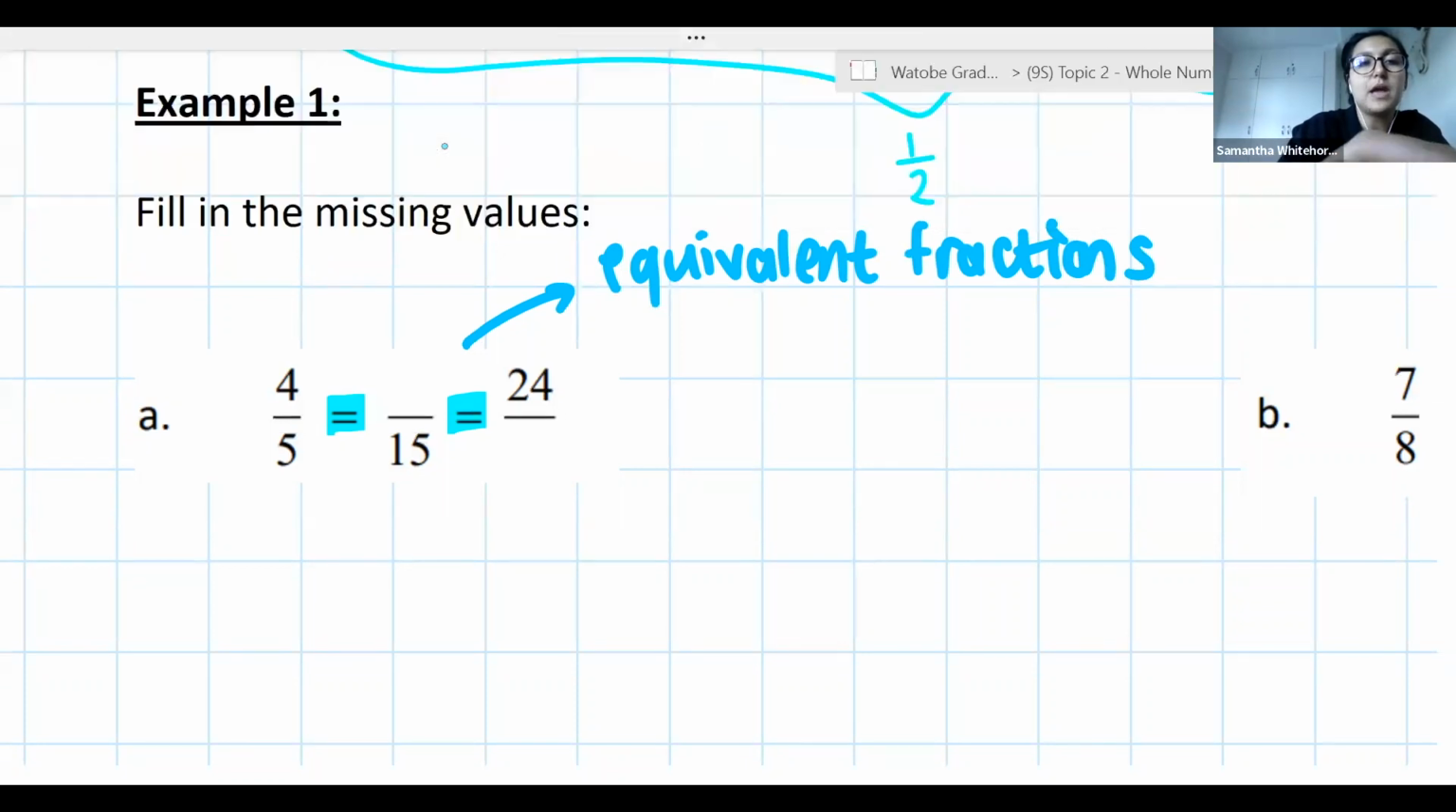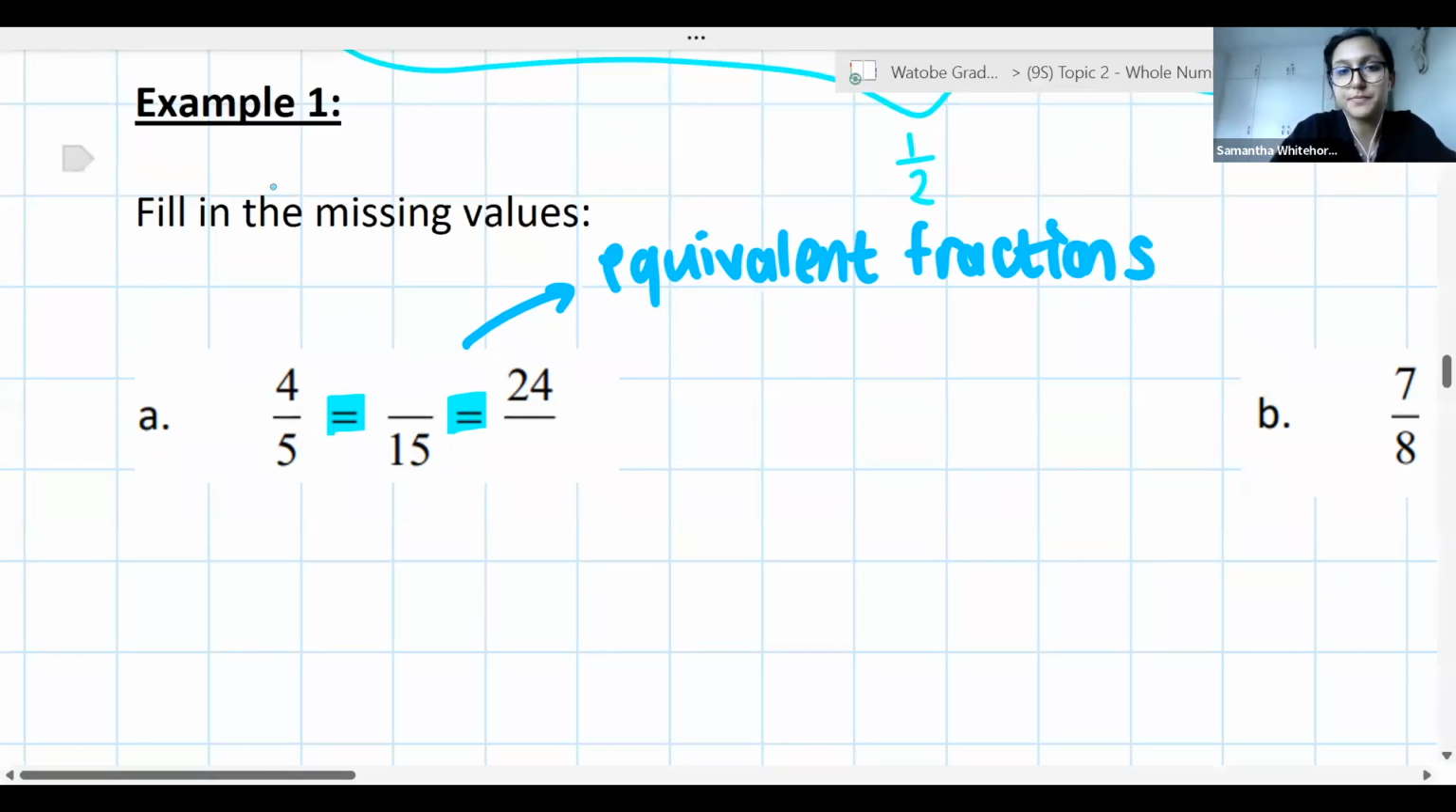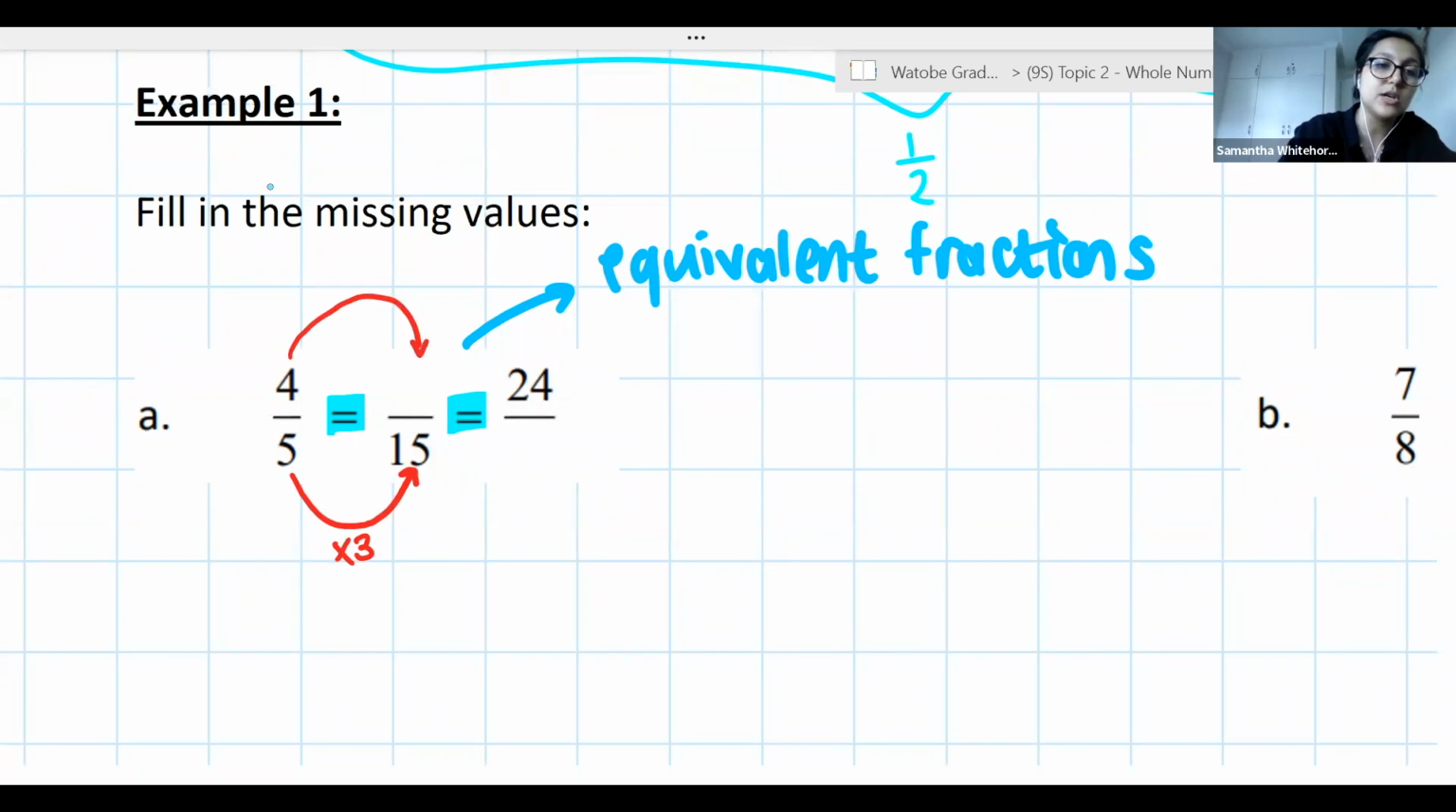I'm going to do the first one with you just so that you can see the goal here. Basically, we want to figure out what numbers are missing so that all of these fractions represent the same parts of the whole. If we look at 5 and 15, the two denominators that we have, my question to myself should be, what am I timesing 5 by to get 15? Well, I'm timesing it by 3. Now, in order to keep a fraction equivalent, we need to do the same thing in the numerator. So I need to times 4 by 3. And so that gives me the equivalent fraction of 12 over 15.